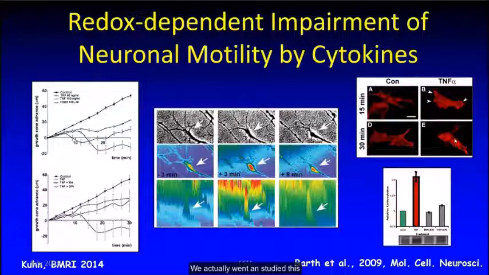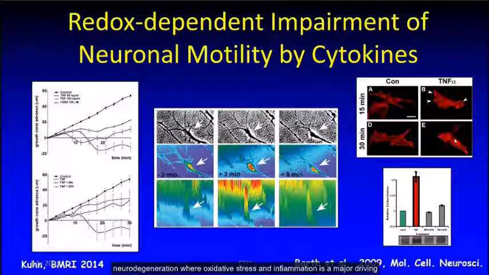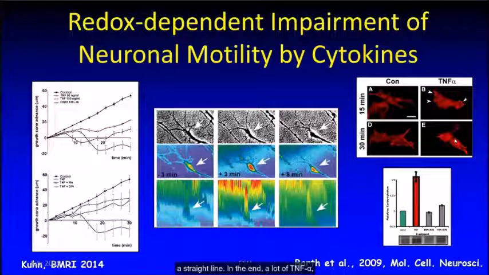We actually studied this in a lot more detail because of its relation to aging and neurodegeneration, where oxidative stress and inflammation is a major driving force of the degeneration. If you follow the tips of these neurons in a control condition over time, looking at the displacement of the growth cone, it follows a straight line. If we add a lot of TNF-alpha, the pro-inflammatory cytokine, they stop very quickly, they stall, and actually retract, and they stop growth. The motility mechanism is shut down.